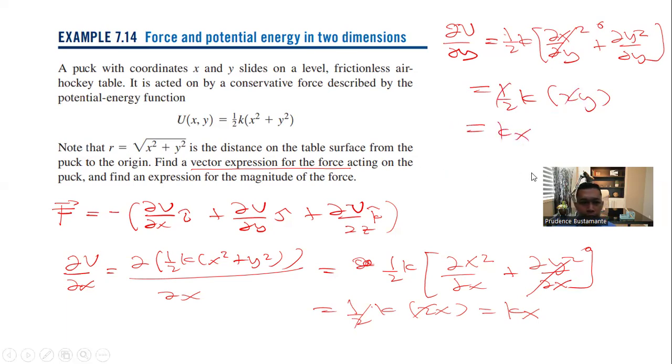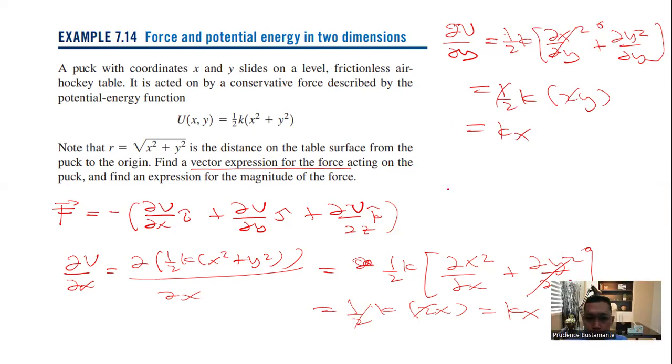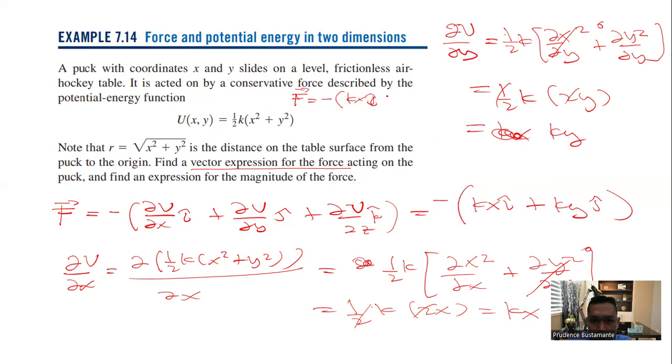Okay. So applying the formula now, your force is equal to the negative of partial of U over partial of x, which is kx, kx i hat, plus the negative of partial of U over partial of y, which is ky, ky j hat. So your force out of this function is equal to negative of kx i hat plus ky j hat. So this is your answer.